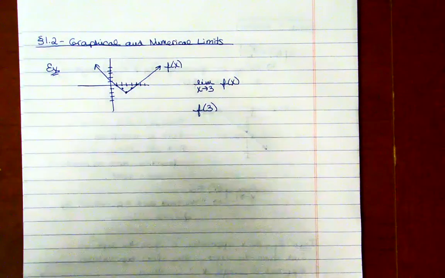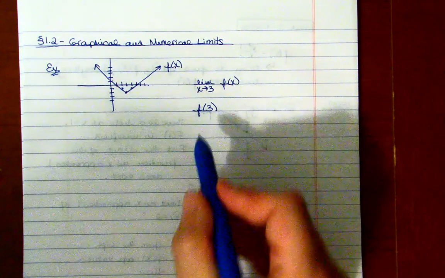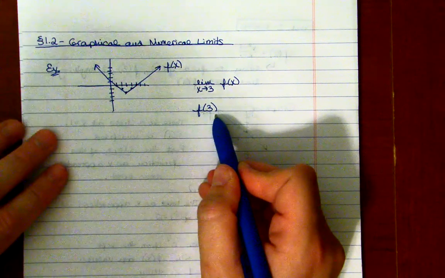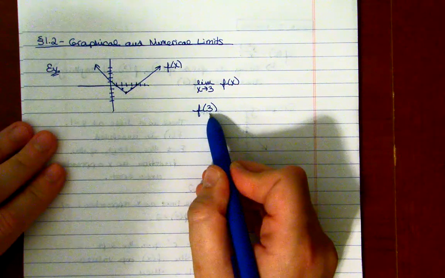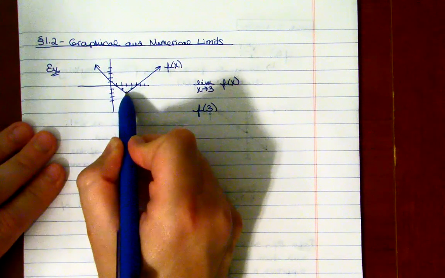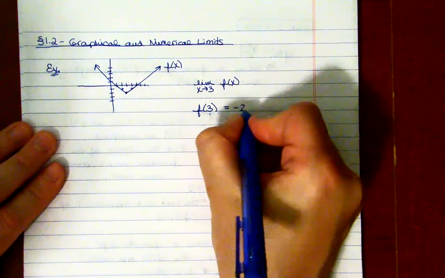And these are 2 very different questions. Why don't I actually start with f of 3? F of 3 is just asking us, right at x equals 3, what's the y value on the graph? Well, let me look. 1, 2, 3. My y value is -2. F of 3 is -2.